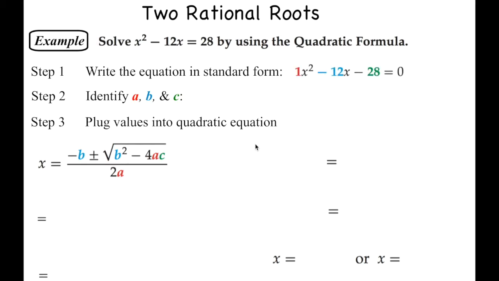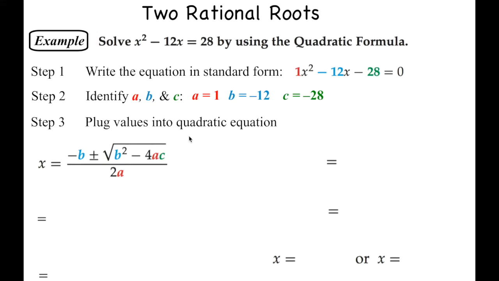So here's our equation in standard form. Then we need to identify what a, b, and c are so we can plug those into our formula. Well, they go in order. A is the coefficient in front of the quadratic term, b is the coefficient in front of the linear term, and c is the constant term. And you keep the signs, okay? So a is positive 1, b is negative 12, c is negative 28.